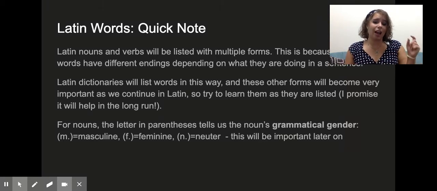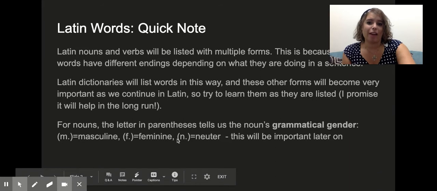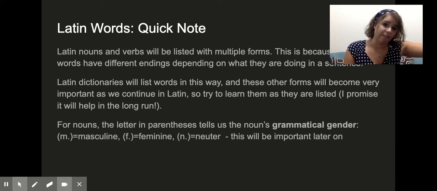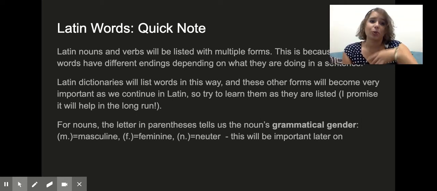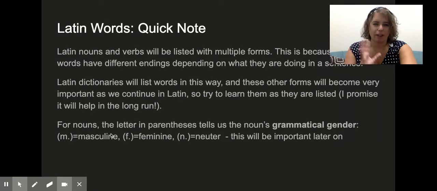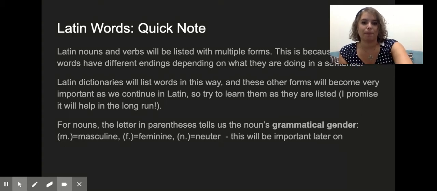So nouns will always have one of these grammatical genders, and there will either be an M, an F, or an N next to it to tell you which one. This becomes very important once we start learning adjectives eventually down the road. So again, good to start learning it now so that you don't have to learn it later. Some nouns can be masculine or feminine. Not very many are like that. We do have one, though, in this lesson that can be either masculine or feminine, so we'll get to that.